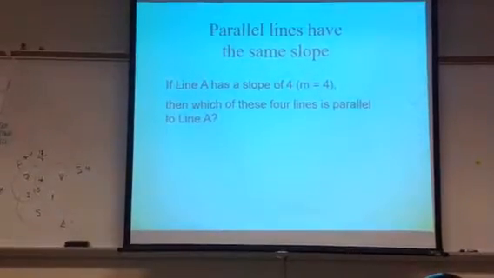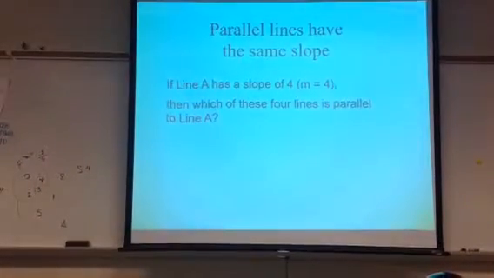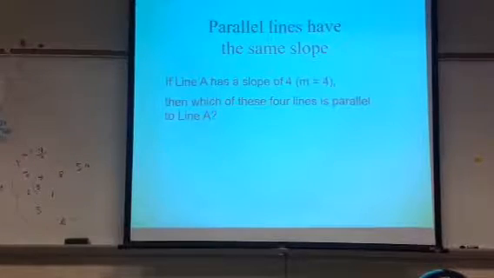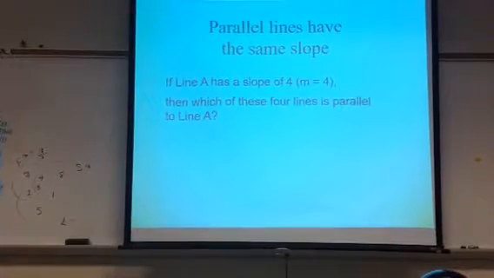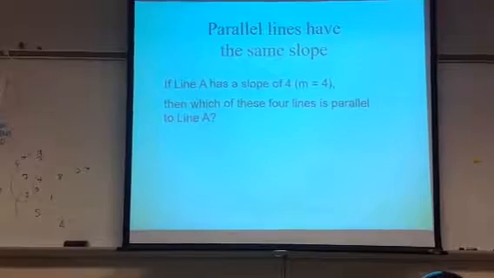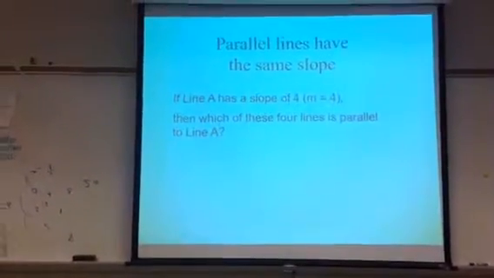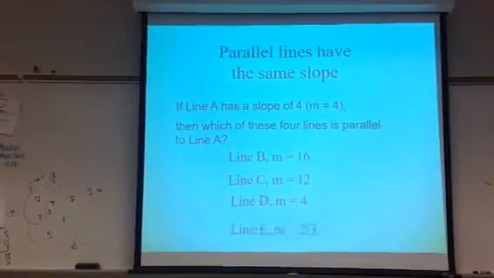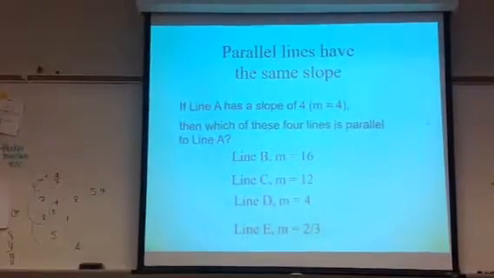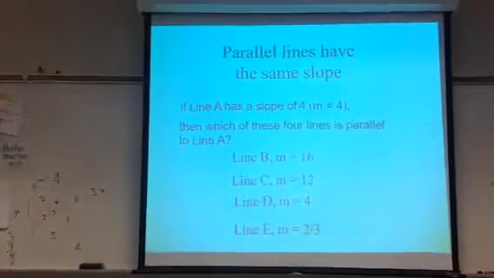Okay, read that to us, Aaron. If line A has a slope of 4, then which of these 4 lines is parallel to line A? Okay, which one of these will be parallel to A? D. Okay.